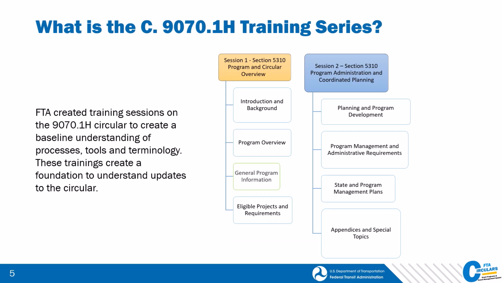Our Circular 9070 training builds upon the prior circular training series. The 9070 series was developed to highlight many of the structural and substantive changes made to the circular to help users navigate and better understand the circular as an administrative guidance tool. The illustration on the right outlines the general topics for the sessions in this series.